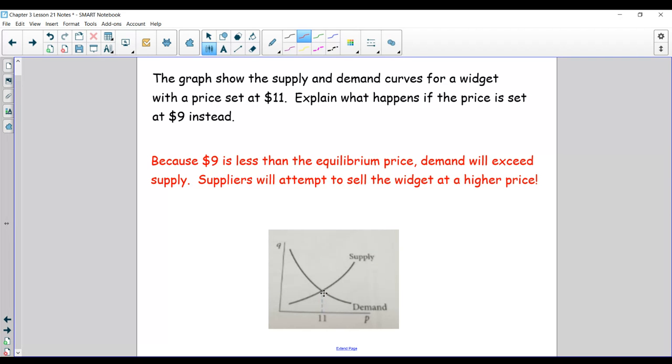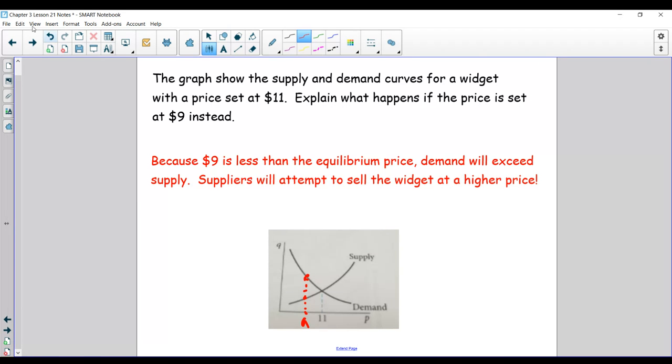If I charge less than that, then my demand is going to be higher than the supply, which should make sense. The cheaper you make something, the higher the demand will be. If you sell a computer for $1,000 as opposed to selling a computer for $100, you're a lot more likely to buy that computer at $100. So at $9, just to the left right here, your demand would be higher than the supply.